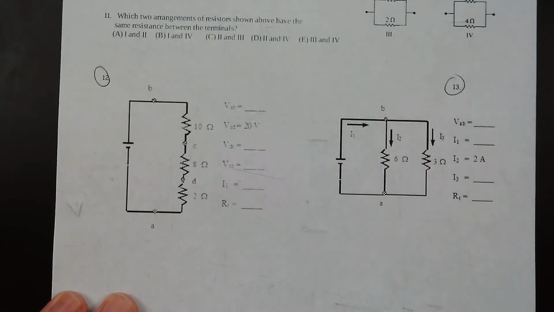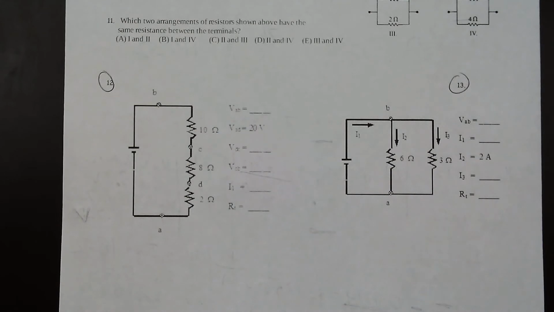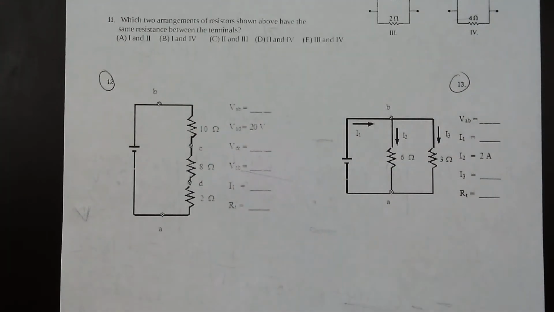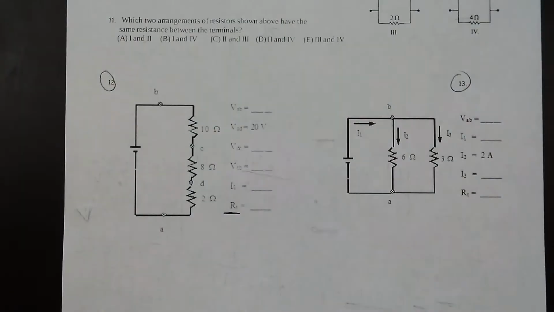I'll try to help y'all out by doing that, okay? But how do you figure out where to start? Generally, where you want to start is you want to find totals first. You want to find the total voltage, the total current, the total resistance. Total resistance, RT, is probably the easiest place to start, okay?